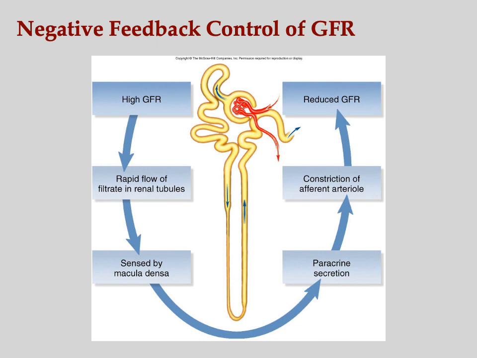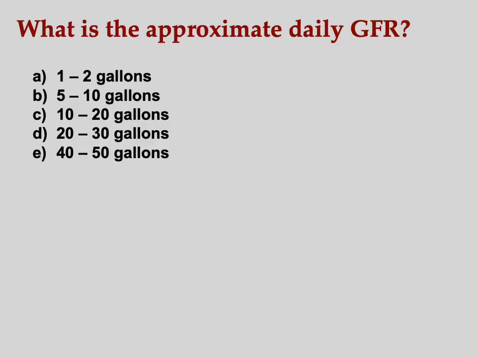So here, negative feedback control. See? High GFR, well then rapid flow of filtrate through the renal tubules is sensed by the macula densa. Paracrine secretions, just little cell-to-cell messengers, cause constriction of the afferent arteriole that reduces GFR. Isn't that beautiful? There is a regulation of glomerular filtration rate.